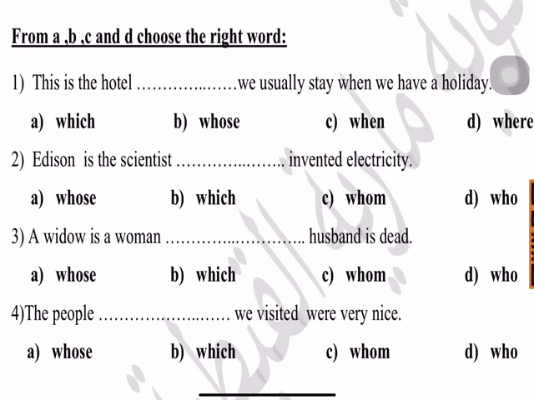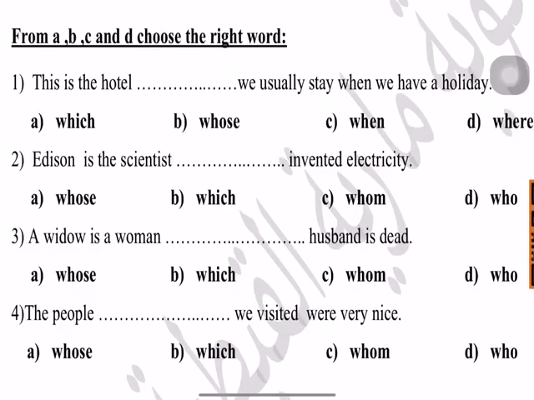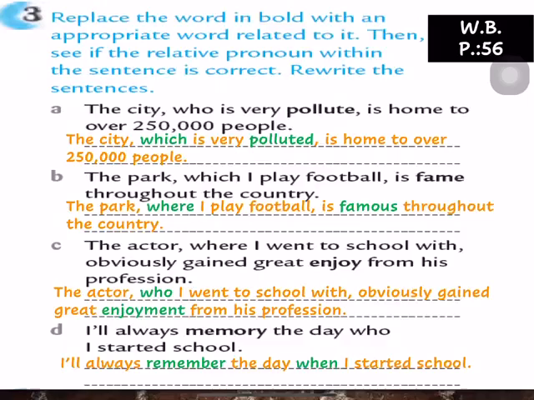Please open your notebooks to practice this rule. Page 30. Number 1. This is the hotel we usually stay when we have a holiday. So, of course, you know the answer. The answer is where?